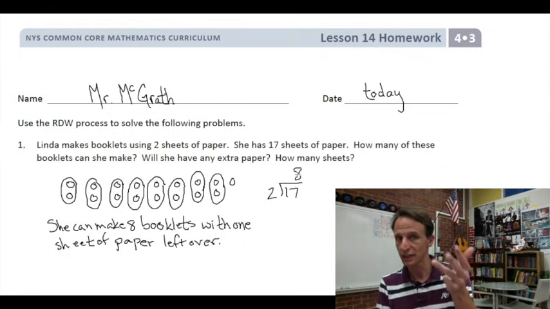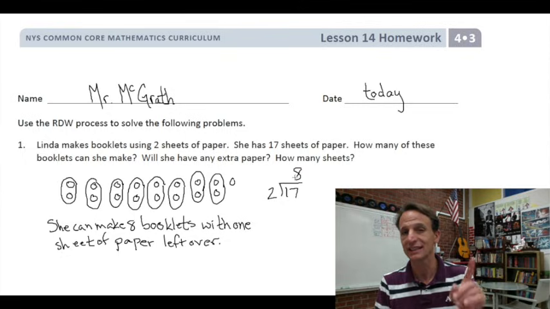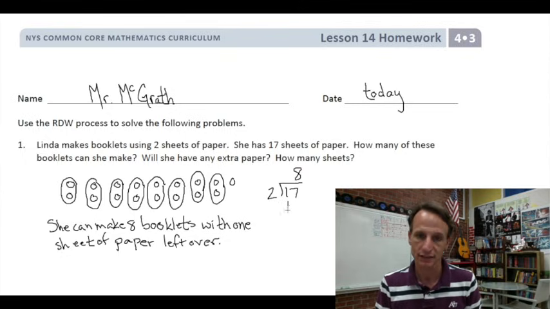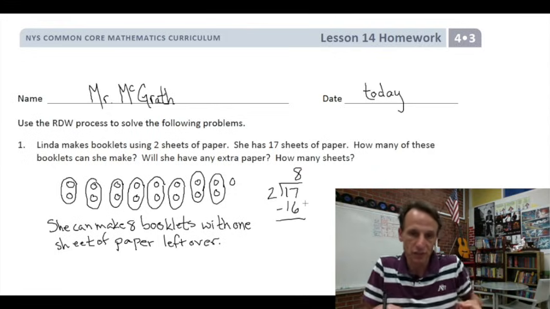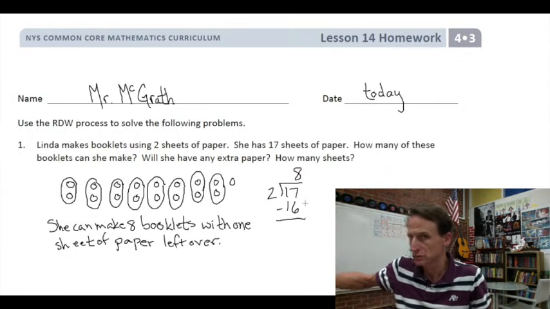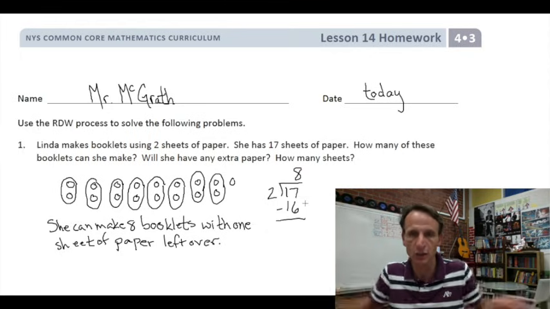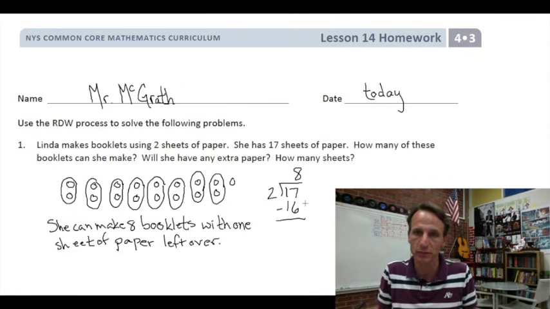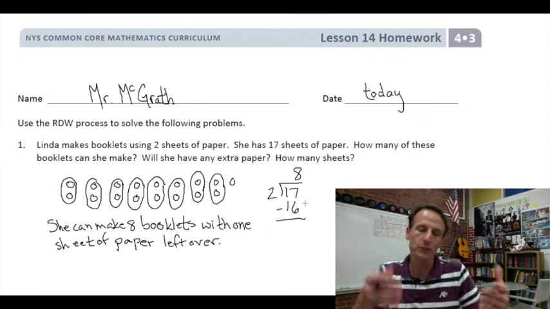There are 8 2's in 17. 2, 4, 6, 8, 10, 12, 14, 16. Why are there 8 2's in 17? Because 8 times 2 is 16, correct? So Linda had those 17 sheets of paper, and she went 2, 2, 2, 2, 2, 2, 2, 2, and so there's 8 booklets set to go, and she's passed out 16 pieces of paper total, right? 2, 4, 6, 8, 10, 12, 14, 16. That's why I'm subtracting 16 here.